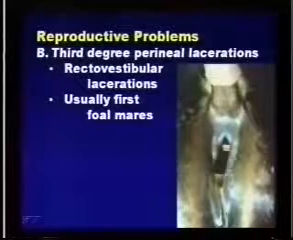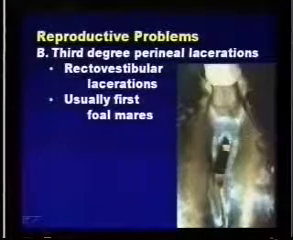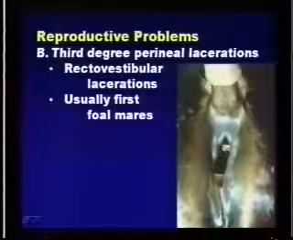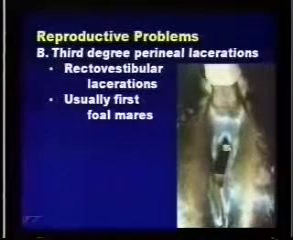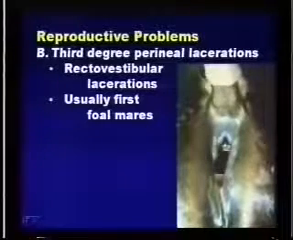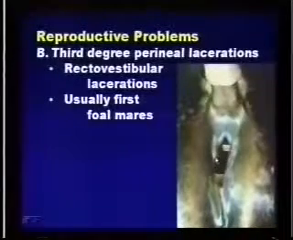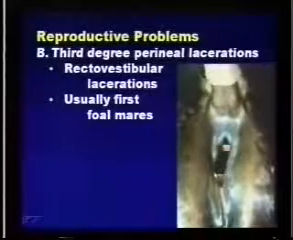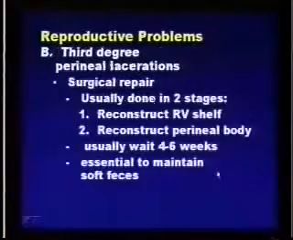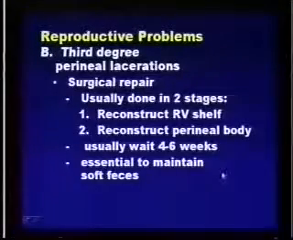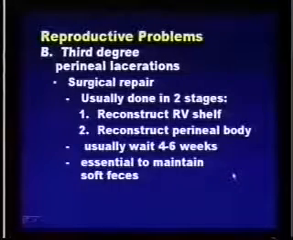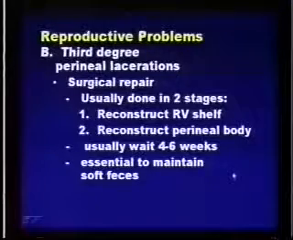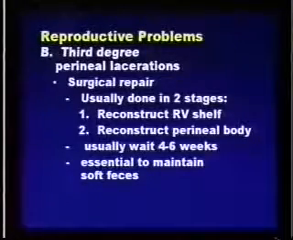And so as you can see in this picture, here's the anus up here. This pink tissue that you see right here is the rectal shelf. So the lumen above it is rectum, the lumen below it is the vestibule, and this other tissue that you see across here is the remnant of the hymen. Surgical repair is usually done in two stages. The first one is an attempt to reconstruct the rectovestibular shelf, and then once that is healed, you usually try to reconstruct the perineal body.